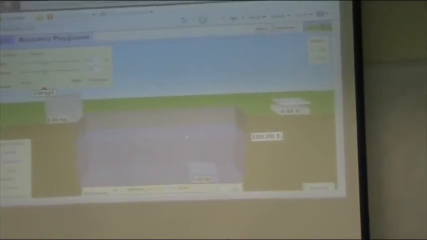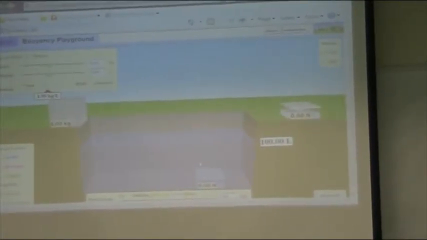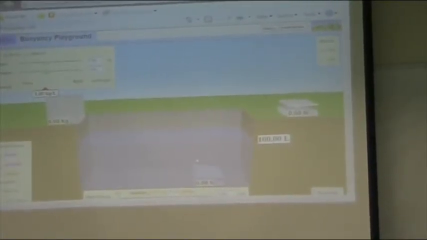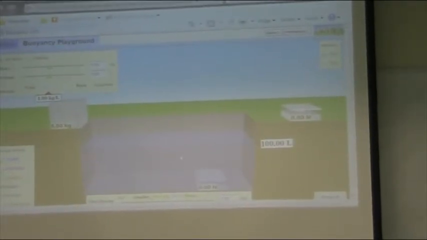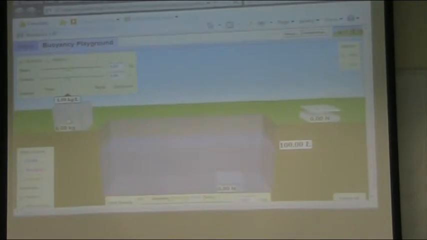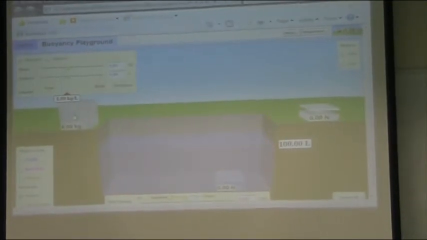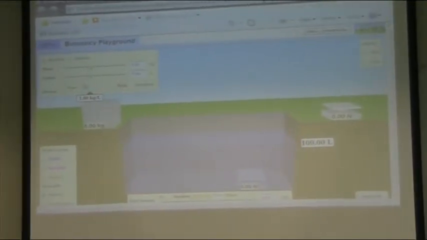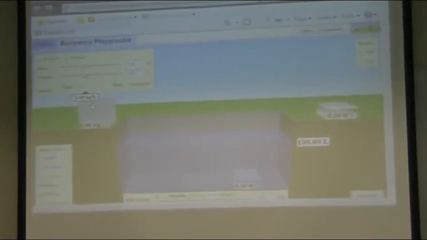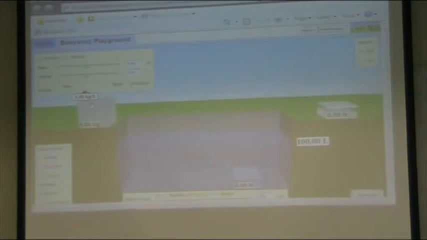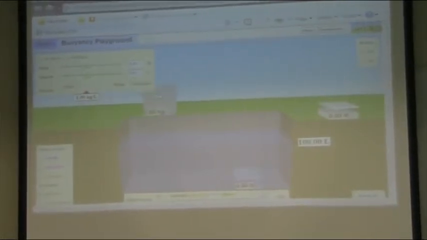So the density of the liquid here is water. Based on this simulation, this is water. The density of the water is 1 kg per liter, and this is my so-called wooden block. Not wooden block, a block. The density of it is 1. How do I know it's 1? 5 divided by 5, so it's 1. So let's see what will happen.